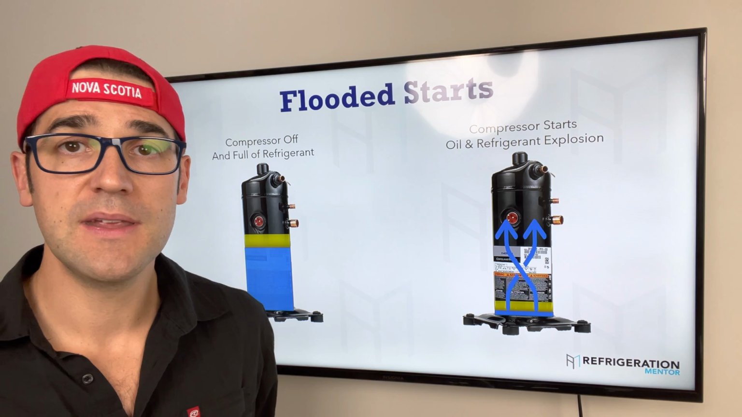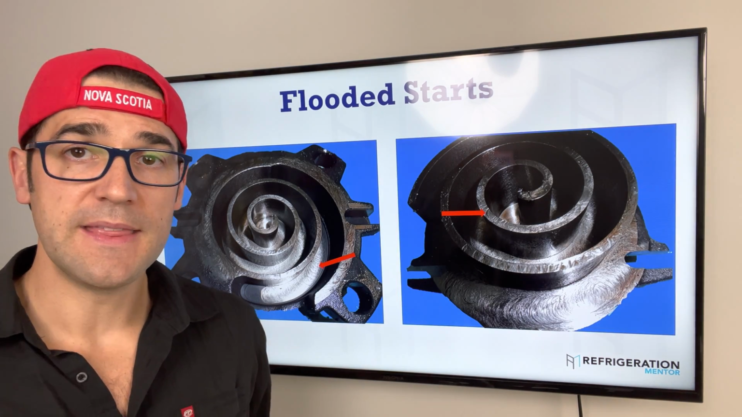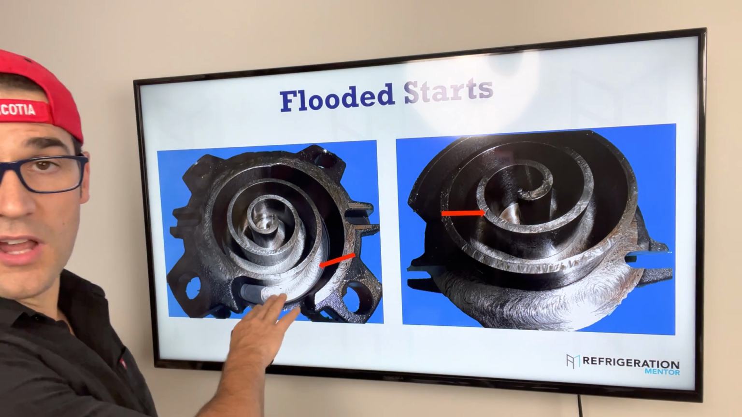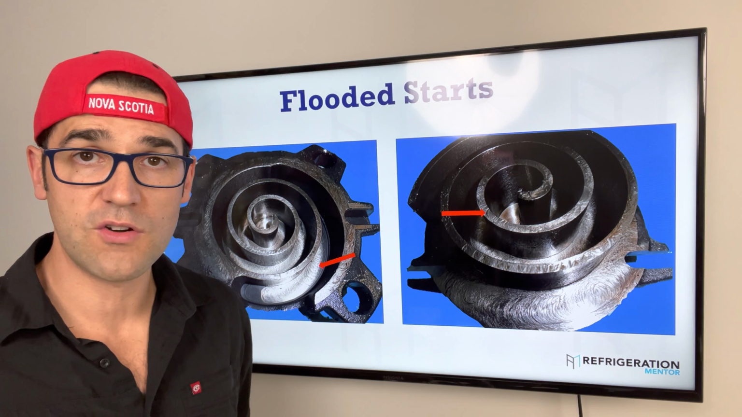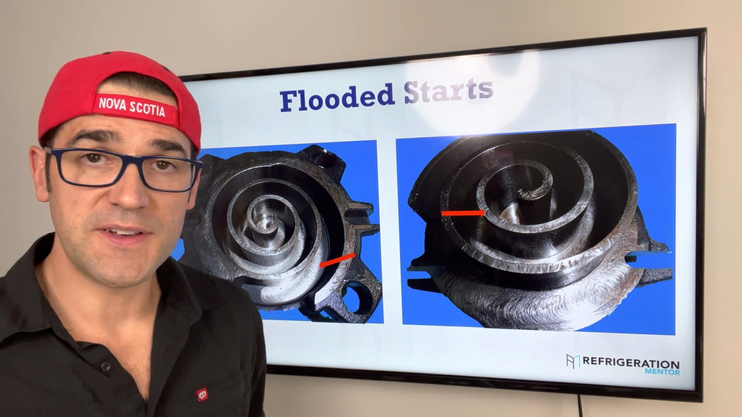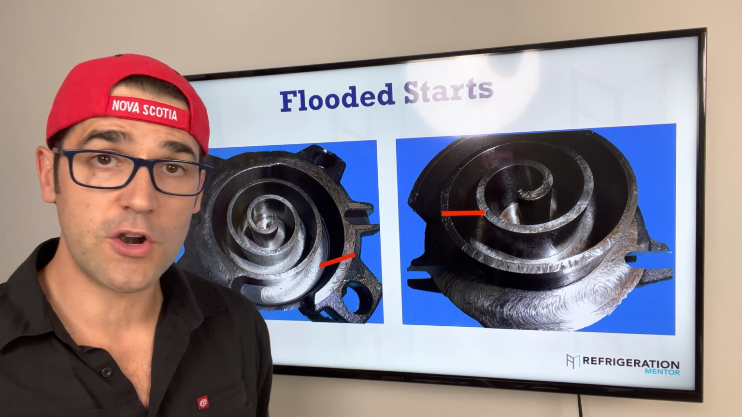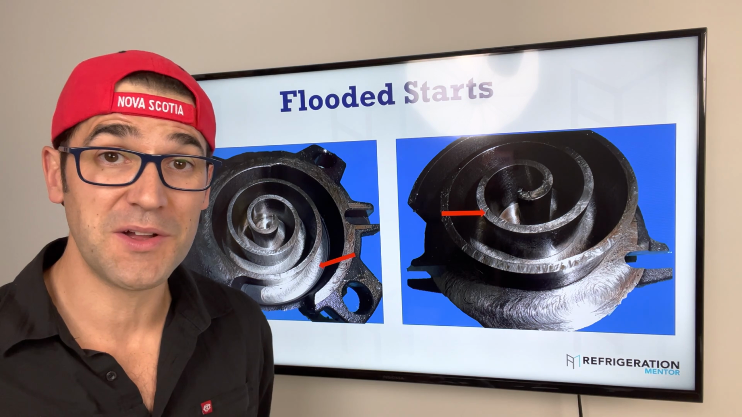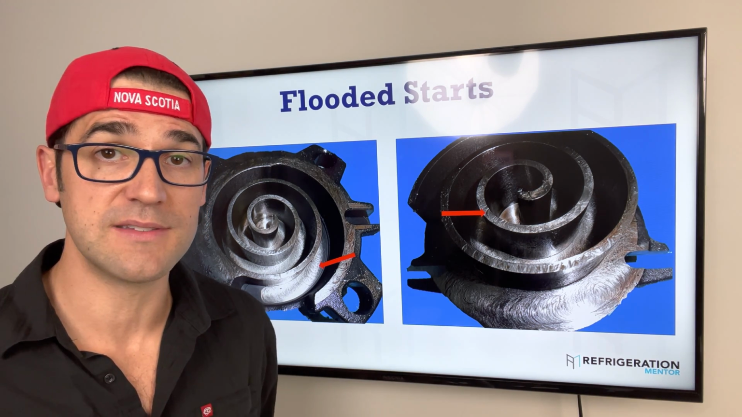So what does happen to a scroll? Well, this is what happens. This is inside a scroll set. This is the top one, the fixed, stationary one. This is the bottom one, the orbiting one, under the crankshaft. The only way to tell if you had massive flooded starts or flooded starts in a scroll is to open it up, no different than a hermetic compressor or a semi-hermetic. You have to open it up and see those telltale signs, just like I put in those guides.